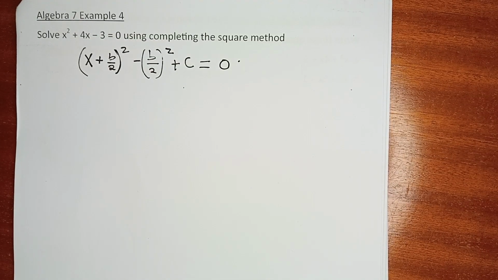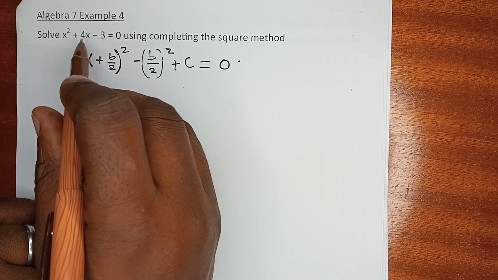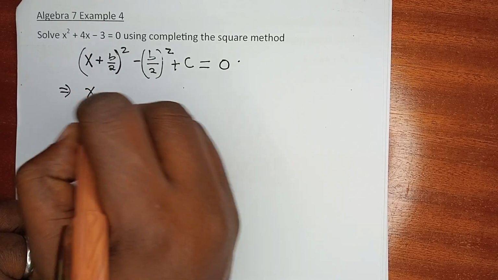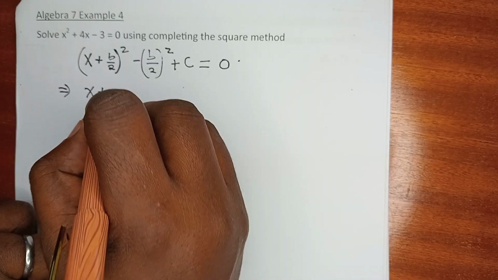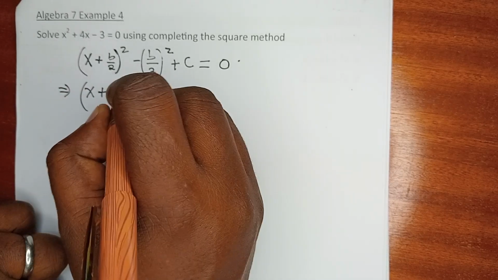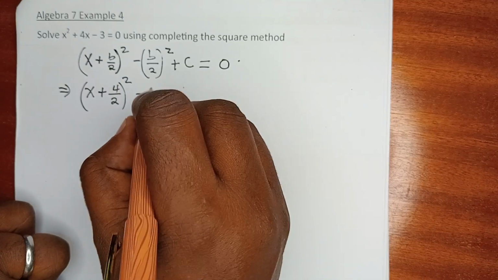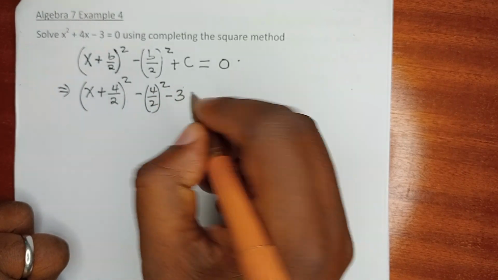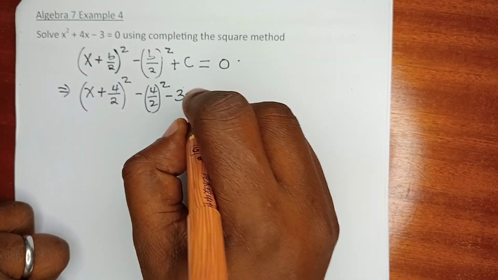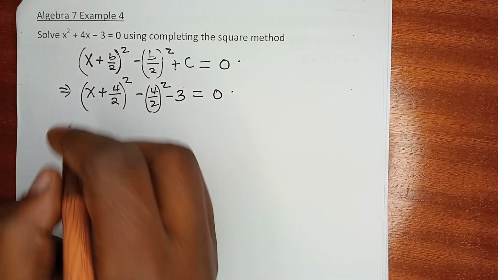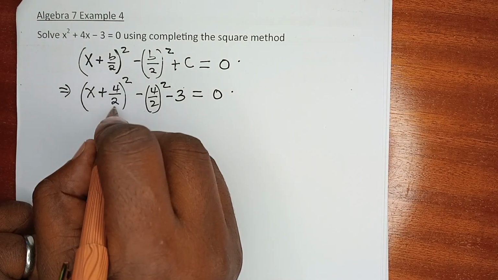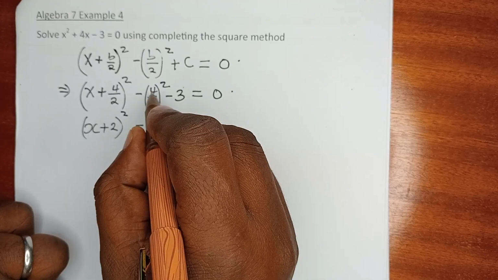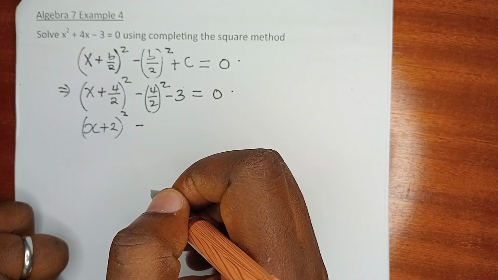And at that point, now we have our b, so our b over 2 is 4 over 2, which is 2. So our equation gives us x plus 4 over 2 squared minus the same 4 over 2 squared, of course, minus 3, because c is -3, this is equal to 0. And it goes without saying that 4 over 2 is 2, so we have x plus 2 squared minus 4 over 2, which is actually 2.